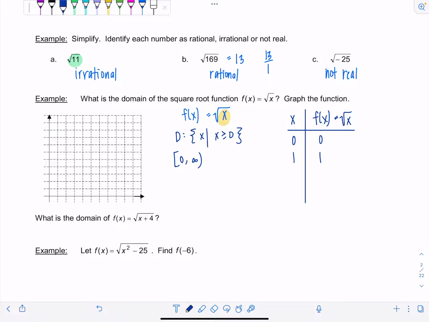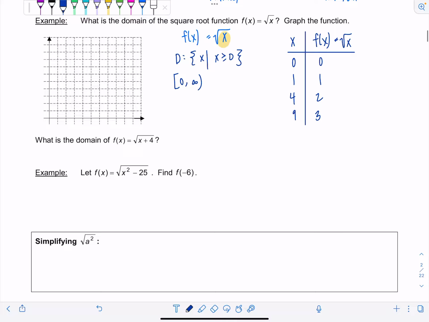We're going to skip 3. The next x value I'm going to plug in is 4. Square root of 4 is 2. You know, don't make life harder on yourself than it needs to be. What's the next one I want to plug in for x? Oh, 9. Square root of 9 is 3. See, look at that. Look at me not stressing myself out for no reason.